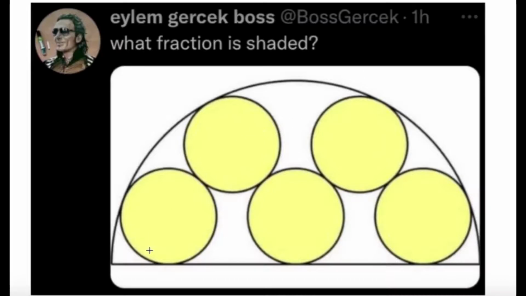We have a semicircle and 5 circles inscribed in the semicircle, as you can see. What fraction of the semicircle is shaded?